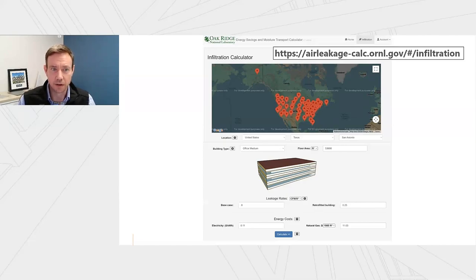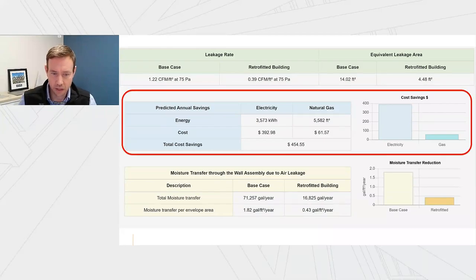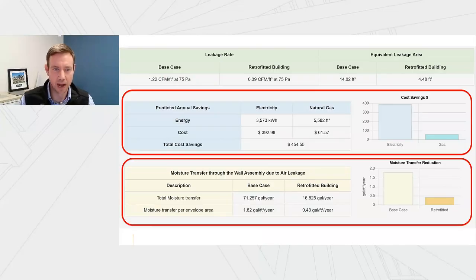This view is of the input screen, where a user can pick a location in the US, pick a standard building type, one air leakage rate, and then pick a second air leakage rate, such as one that's reduced or improved. And then here's a view of the output screen. With a reduced air leakage rate, this shows that cost savings in fuel and moisture transfer reduction shown in these two red boxes is significant.